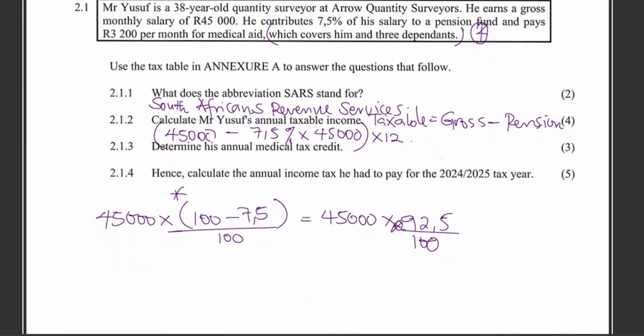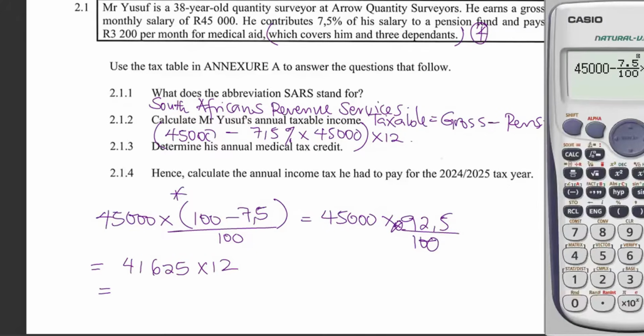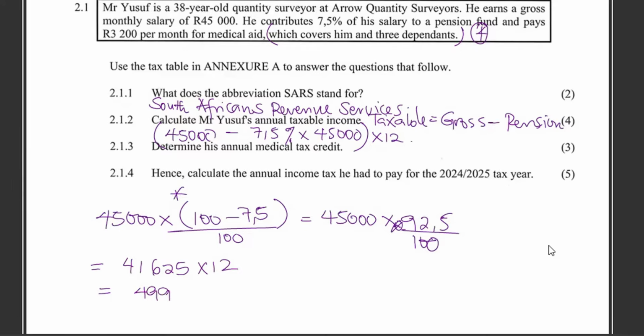Here the answer that we're going to remain with is going to be 41,625. But remember, this is monthly. So we need the annual one, so we multiply by 12. It becomes 499,500. This is a taxable income.